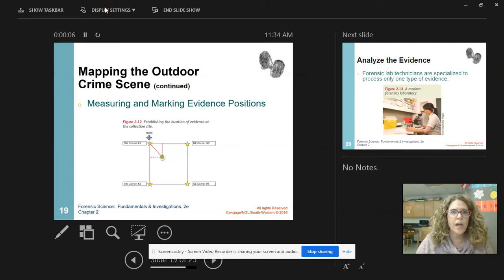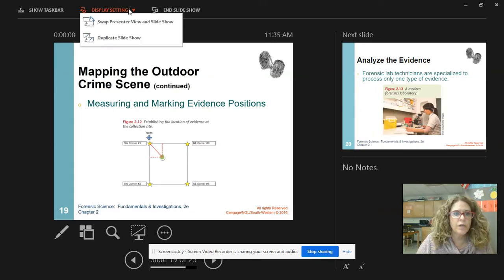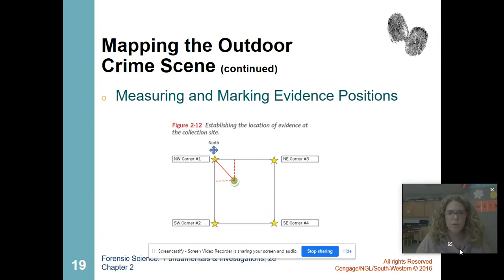All right, so we're continuing on with our Chapter 2 notes. This is video number 3 of our Chapter 2 notes. In our last set of notes, we talked about setting the perimeter of the scene, establishing those perimeters, and measuring so that you know the perimeter and area of your scene. The next piece is measuring and marking your evidence positions.